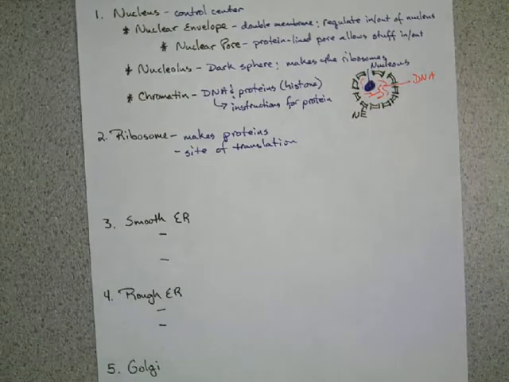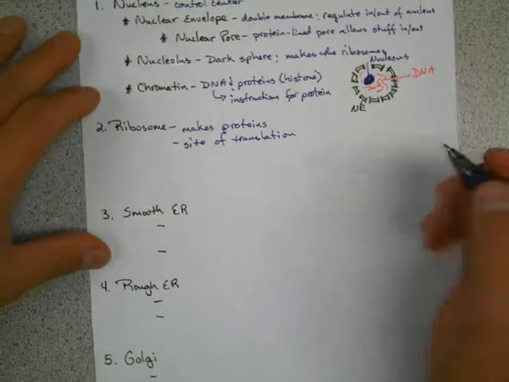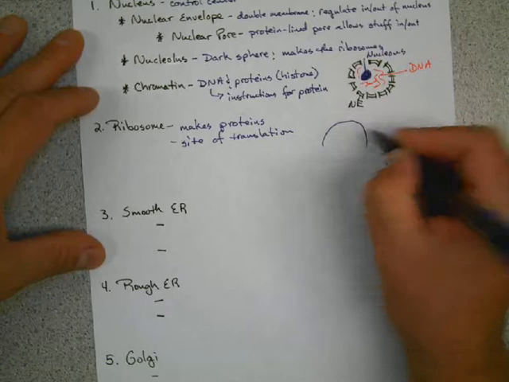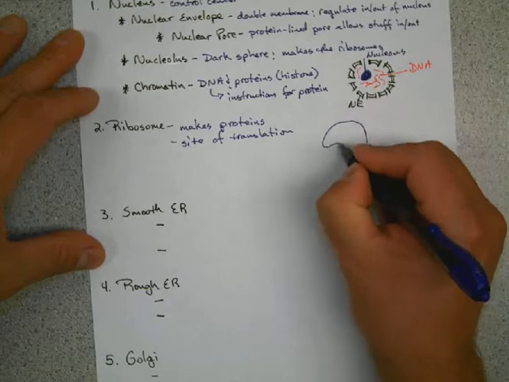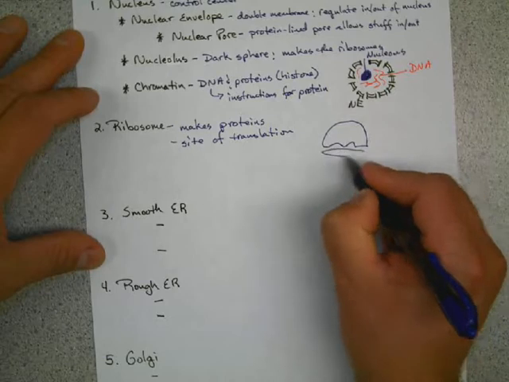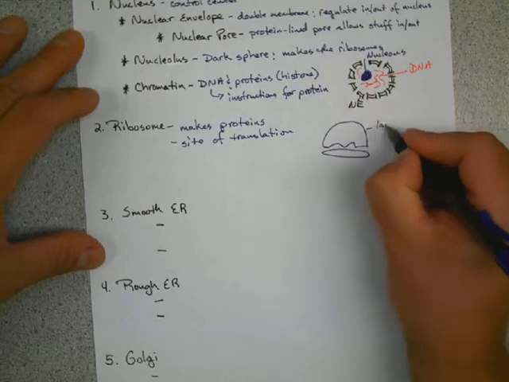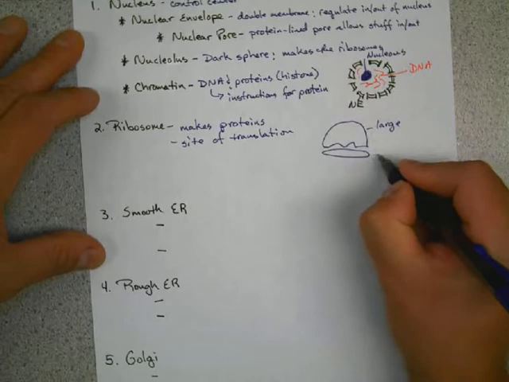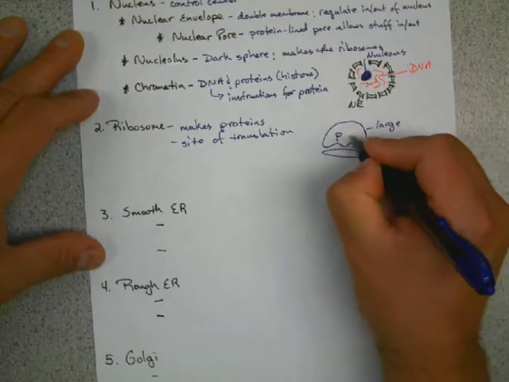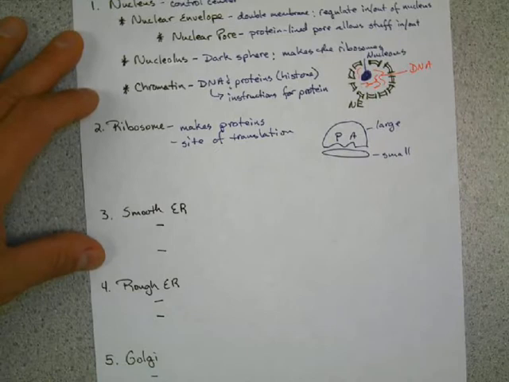Alright, so let's draw a little picture of this. Remember, it kind of looks like a hamburger bun. And the way I draw it, there's 2 bites taken out of it. Right? So you got a large subunit, and then you got a small subunit. Remember, you got your P site and your A site. So just mainly remember the stuff from chapter 12. Okay? All right, the next thing we want to talk about is our two ERs.